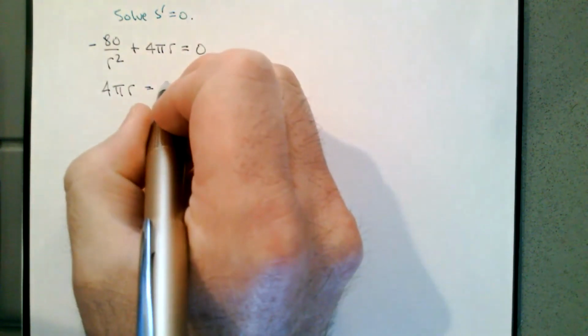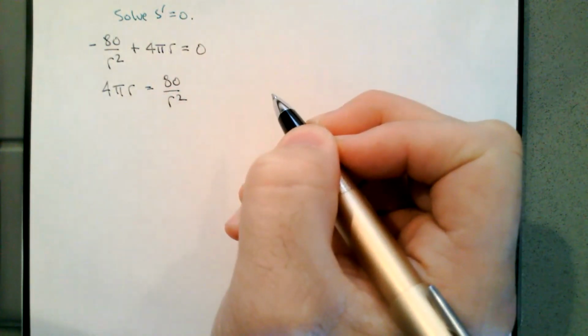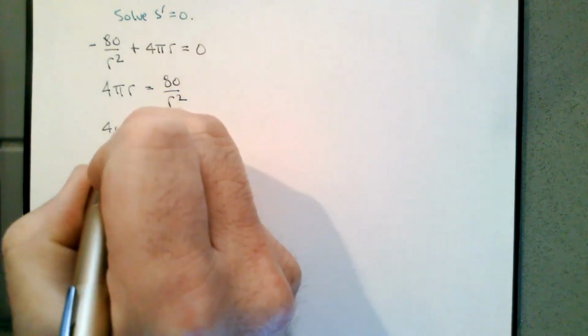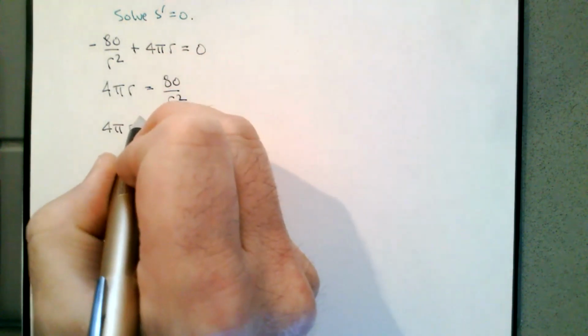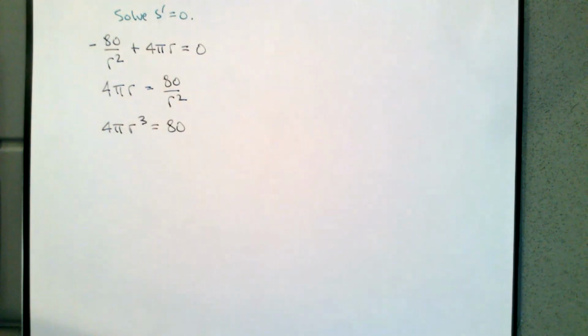So since we have opposite signs, we can solve however we want. We can multiply through by r squared, but I think what would be easiest is to just add the 80 over r squared to both sides and then multiply by r squared. So 4 pi r cubed is equal to 80. And so now we can solve for r just by dividing and then taking the cube root.